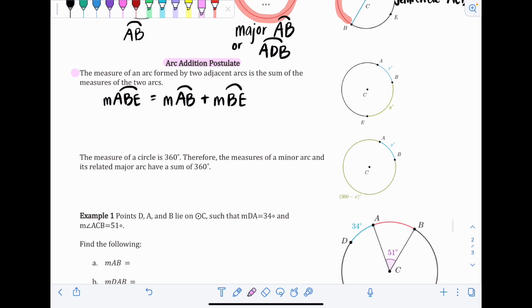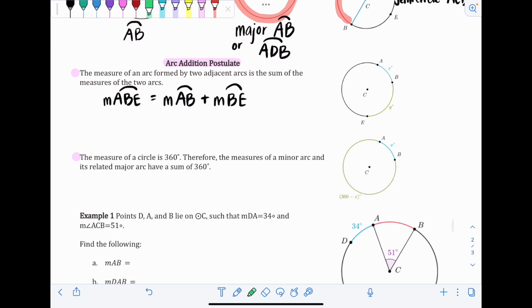Okay, moving down, the measure of a circle is 360 degrees. Therefore, the measures of a minor arc and its related major arc have a sum of 360. So a minor arc we know is something that's less than 180, and the related major arc just means the reverse of the minor arc. So if the minor arc is AB, the major arc would be AB going the opposite way, all the way around here. And because there's 360 degrees in a circle, if we add those two arcs together, we should get 360.